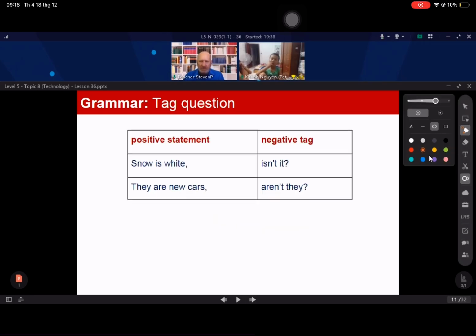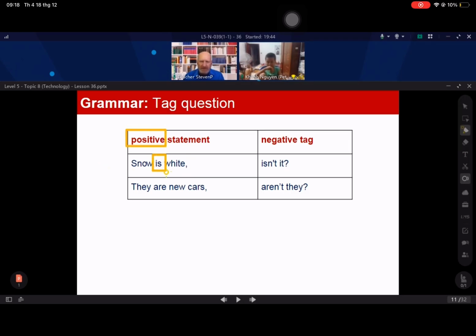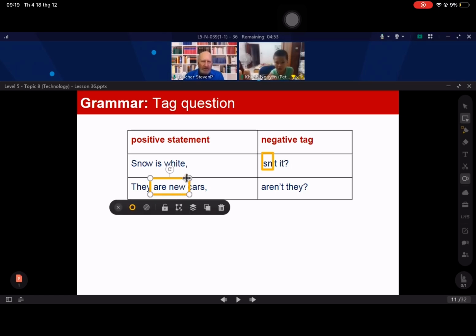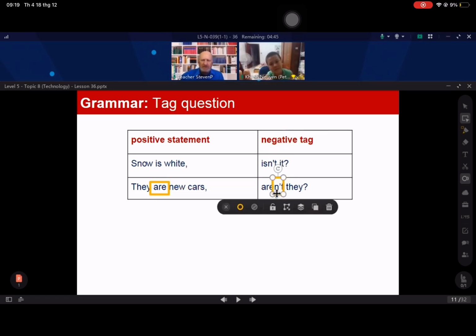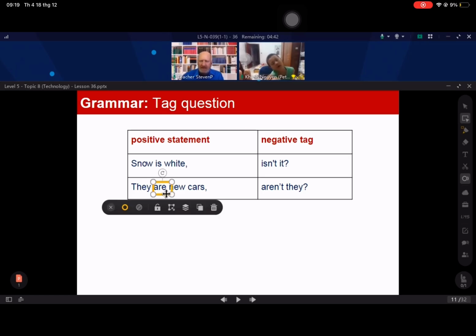So here they show us the rules. Let's look again. If we have a positive statement, snow is white, then we will have a negative tag. Can you see this, Peter? Snow is white, isn't it? Can you see positive changes to negative? Okay, and if we look at this one over here, they are new cars, aren't they? Can you see it becomes negative over here? If it starts off positive, then it becomes negative in the tag question.